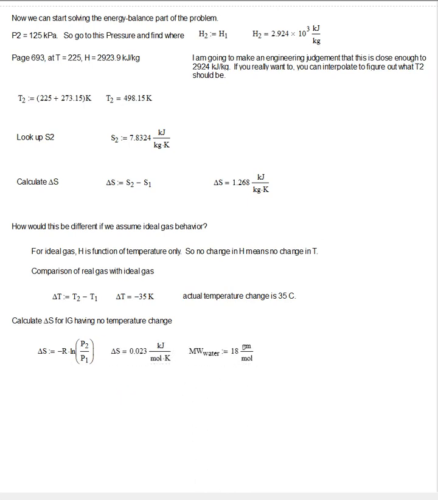We do that in kilojoules per mole. Water is 18 grams per mole. Our value up here was in kilojoules per kilogram, so we do the conversion to mass-based units, and we get 1.30. So 1.30 versus 1.27. That's not that much of a difference. So temperature-wise, there's a big difference between ideal gas and real behavior, but when we're calculating delta S, there's not that much of a difference.